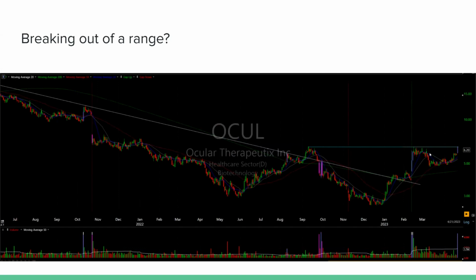Let's take a look at OCUL now. This also popped up on the scan yesterday, and for the same reasons. Volume is more than twice the average volume, and the range is more than twice its average daily range. But is this stock really breaking out of a range? This blue line denotes the recent range of this stock, and every time it comes up against this level, it just goes back down. It was rejected here, it was rejected several times here, and even yesterday, it closed right on this range. So what would I do with the stock in this case?